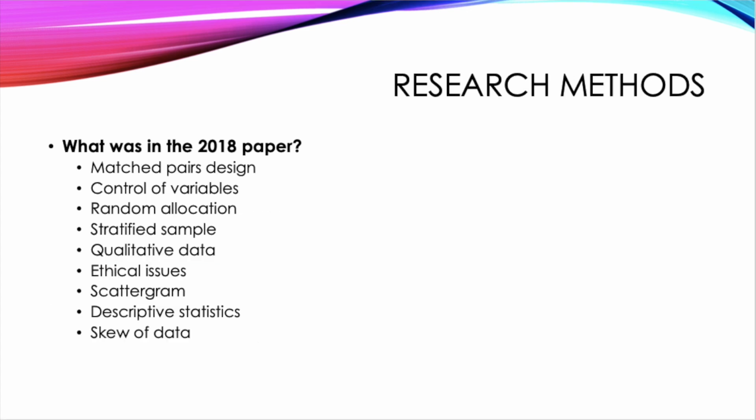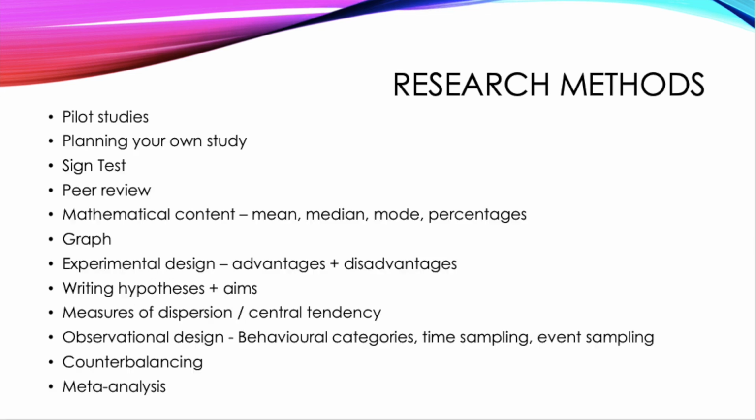So what was in the 2018 paper for this section? You had your questions on the matched pairs design, controlling of variables, random allocation, stratified sample, qualitative data, ethical issues, to draw a scattergram, a question on descriptive statistics, and then the skew of data.